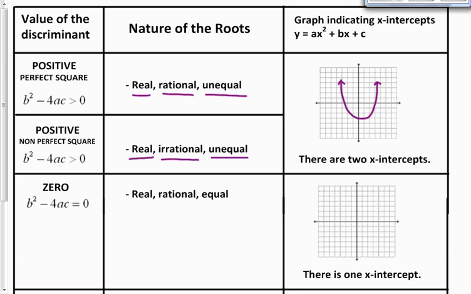If our discriminant is 0, so b squared minus 4ac equals 0, our roots are real, rational, and equal. We still have two roots, but they're equal roots. So what this means is there's only one x-intercept. Your graph would look like this. Your graph is tangent to your x-axis.